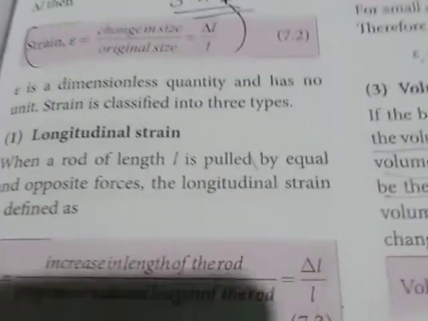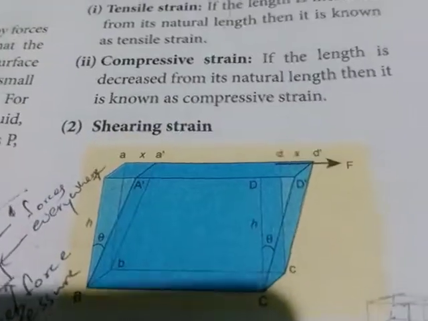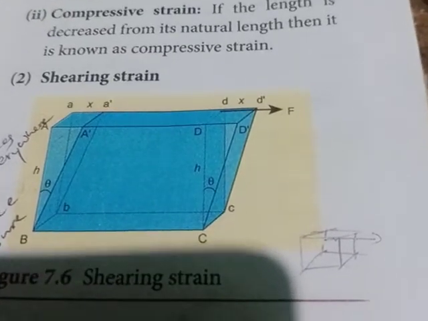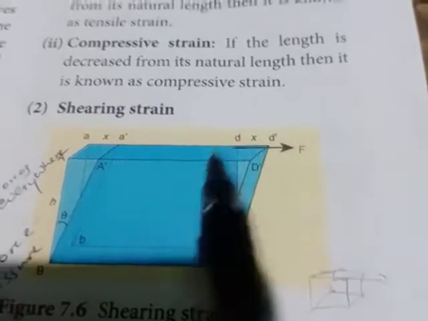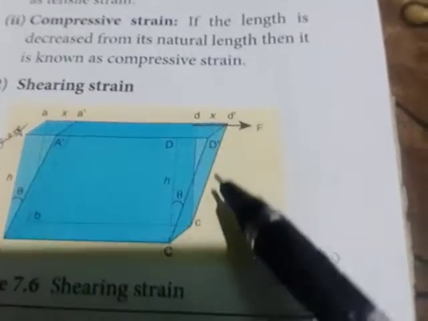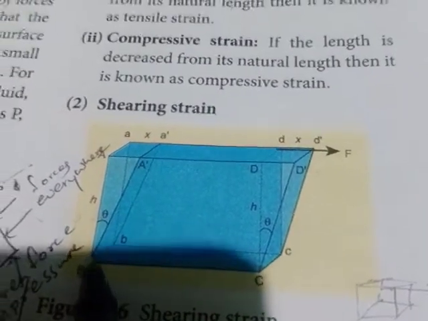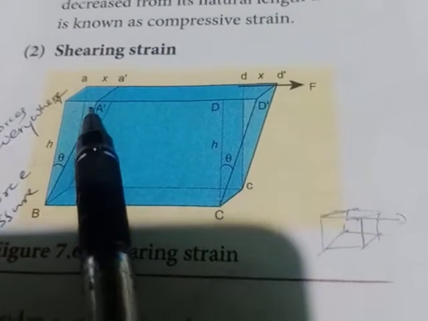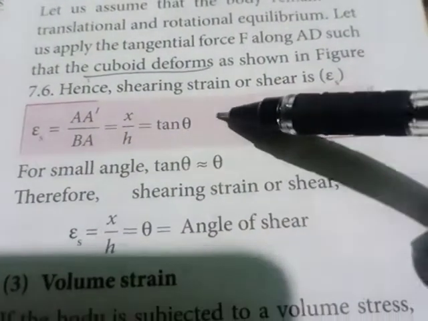The next one is shearing strain, and here an example is given. Here you can see a cuboid, and assume that this cuboid is in translational and rotational equilibrium. Now a tangential force is applied on this object, and it gets deformed. You can see the cuboid deforms, and shearing strain is A dash divided by BA. A dash is how much it is deformed, so A dash by BA. The formula is epsilon s is equal to A dash by BA, equal to x by h, or equal to tan theta.